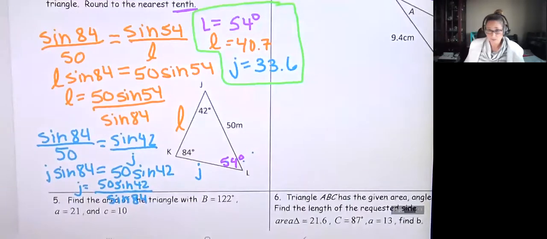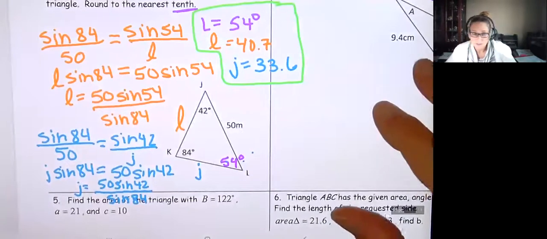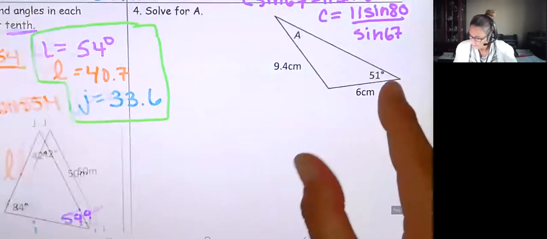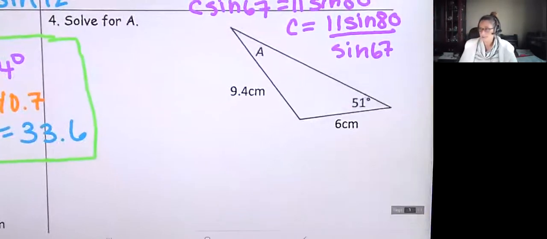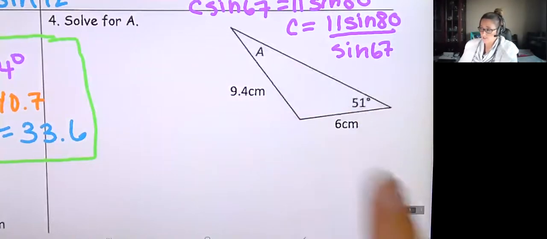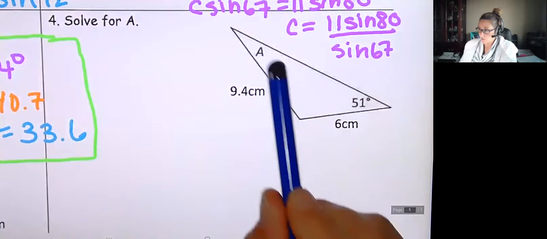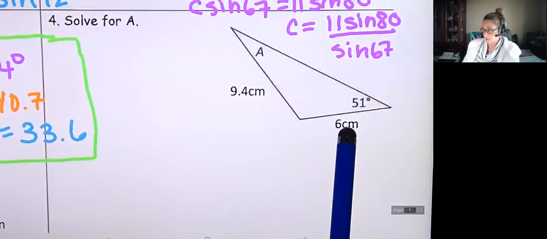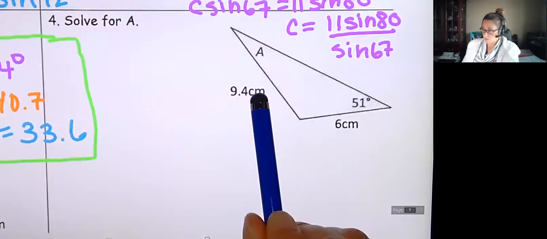Okay, now on the next one, they actually are just asking us to solve for one particular value, it looks like. It says solve for A. So let's take a look. Now, this one is going to be a little different because I'm going to have to find an angle, which we did in the other ones, but we knew two angles and we could easily find the third. Now, they're not asking me to find all the missing pieces. The only thing they want me to find is angle A, knowing side A.